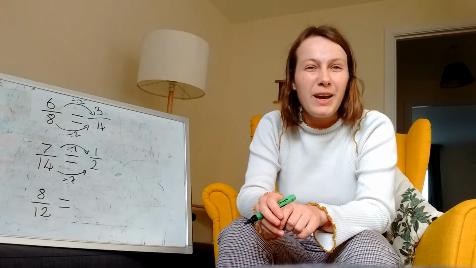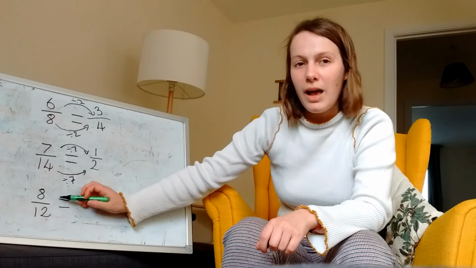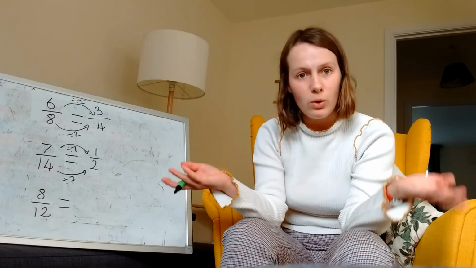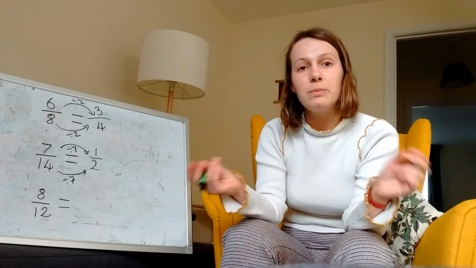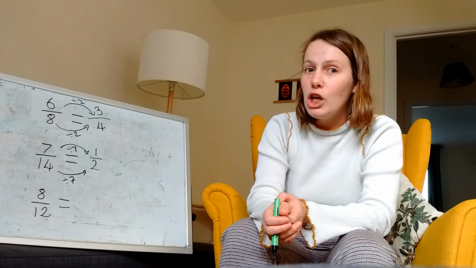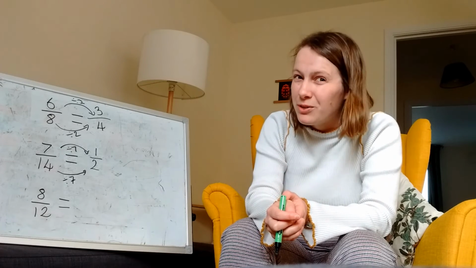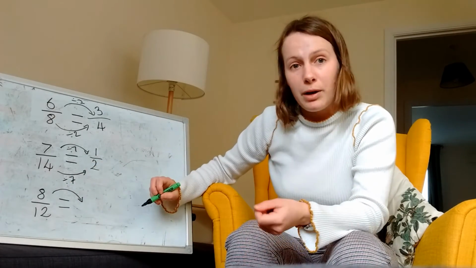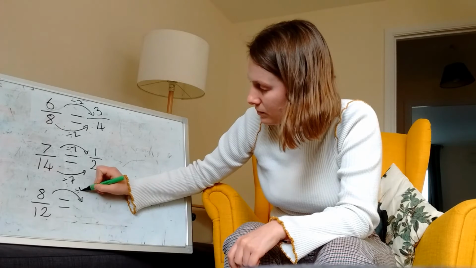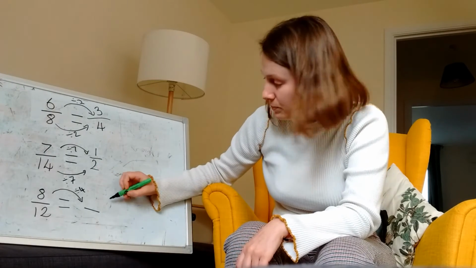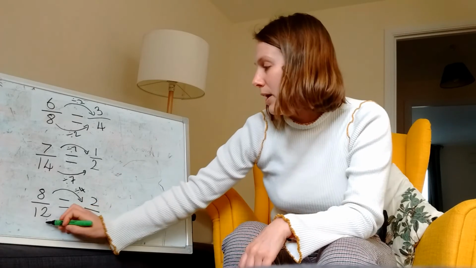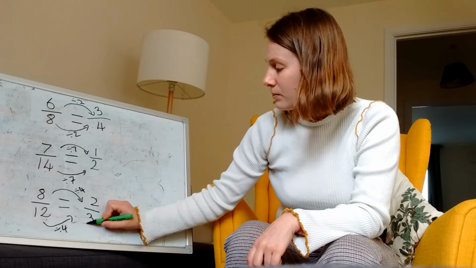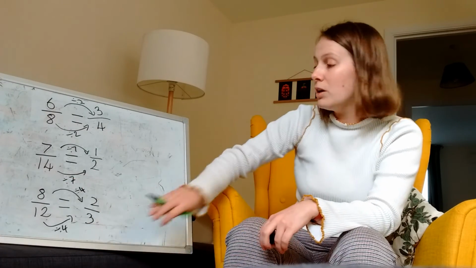One more example before you get on with this by yourself. 8/12. I'm looking at 8 and looking at 12 and I'm thinking, which times table are they both in? And I can see that they're both in the 4 times table. I hope you got there before me. So I'm going to divide them both by 4. 8 divided by 4 is 2. And 12 divided by 4 is 3. So 8/12 is the same as 2/3.